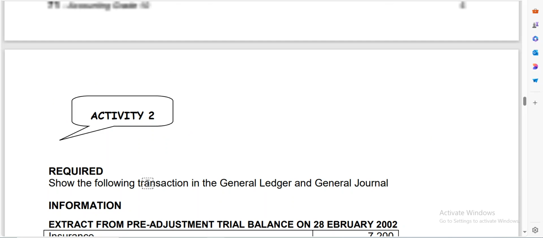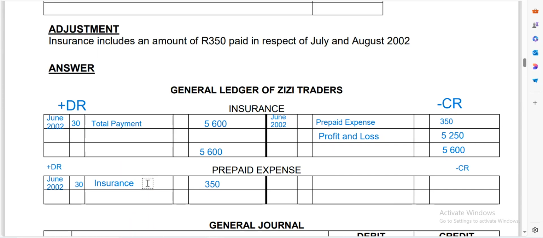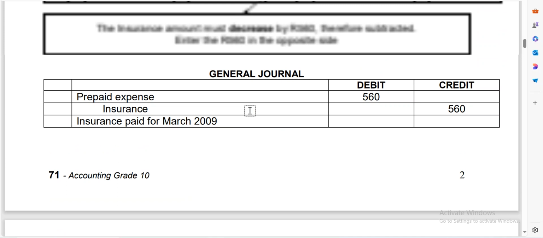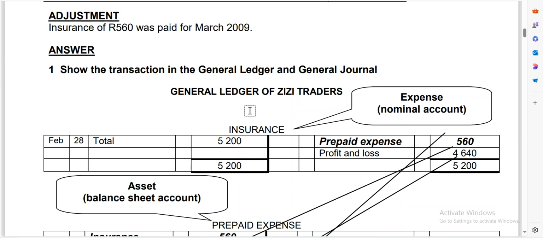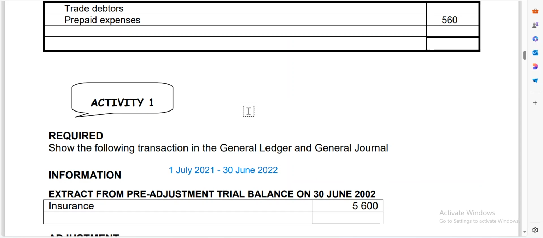So guys, this is how you deal with prepaid insurance. So what I would do for each and every final account adjustment, I will make a lesson for each, just so that you guys can easily relate to this when we come back to school.